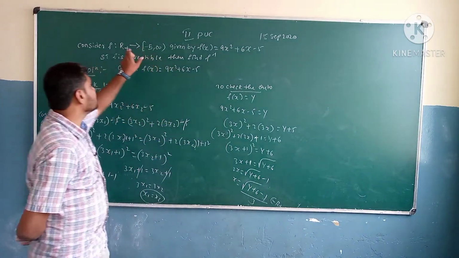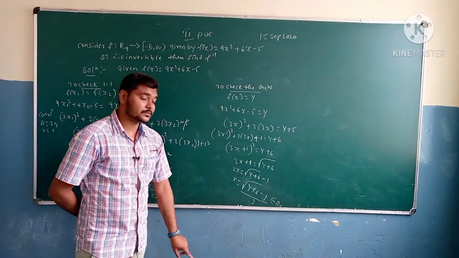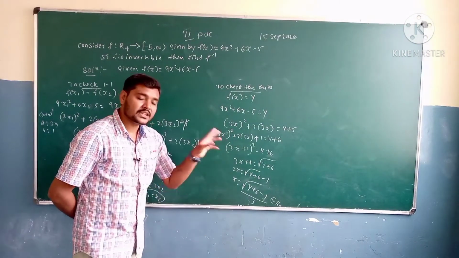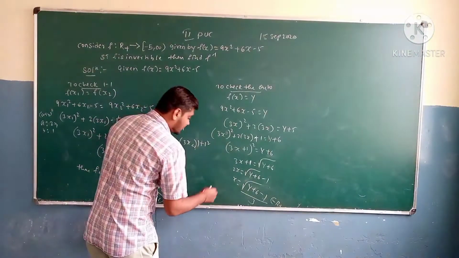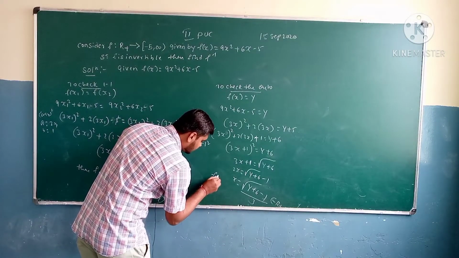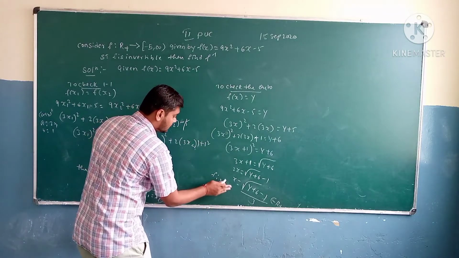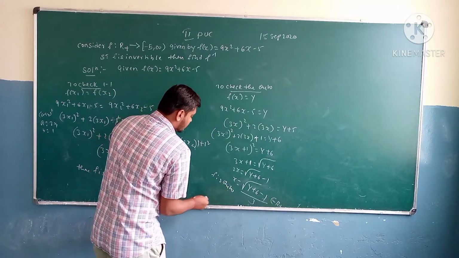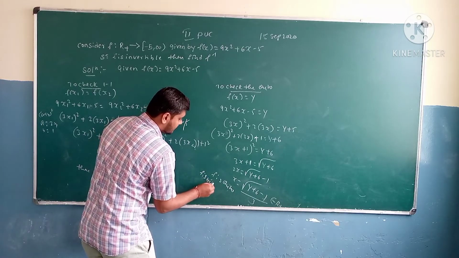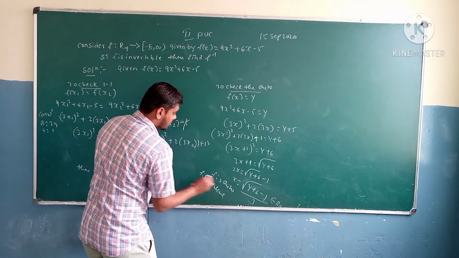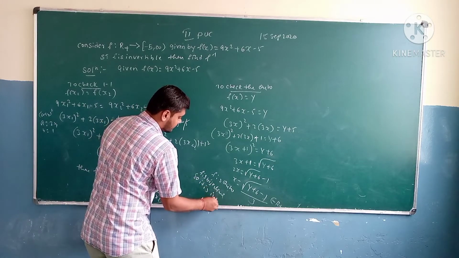So here we can say that x is equal to root of y plus 6 minus 1 divided by 3, which belongs to the set of real numbers, the set of non-negative real numbers. We can say that f is onto, so f is bijective, so it is invertible.